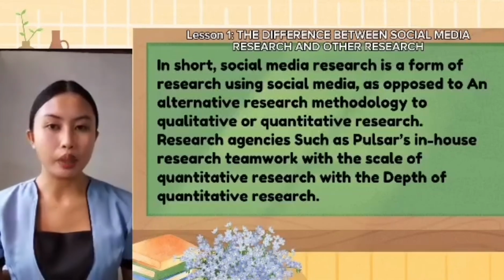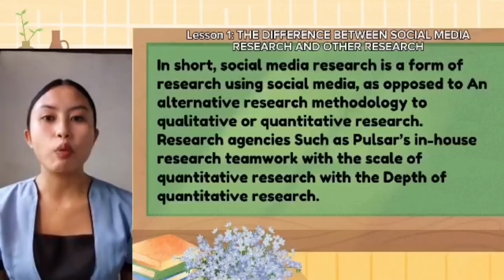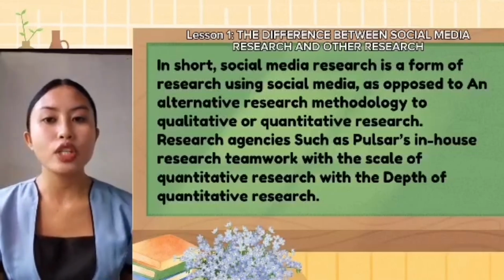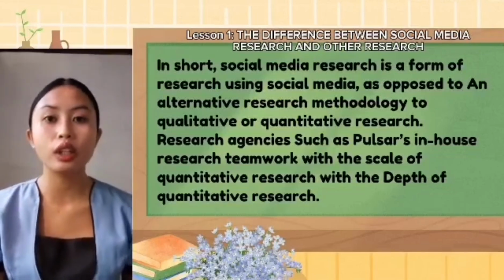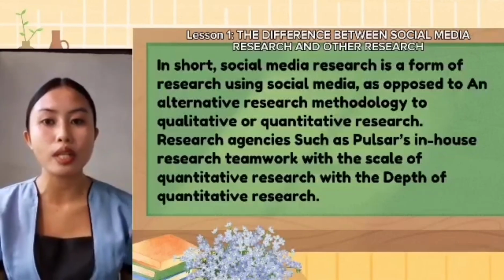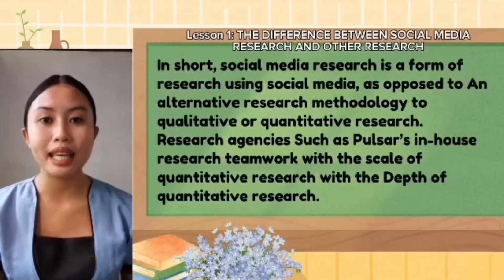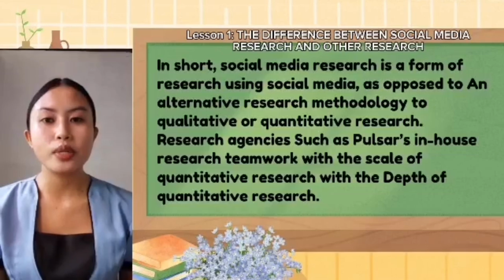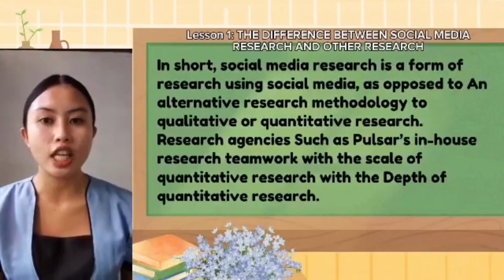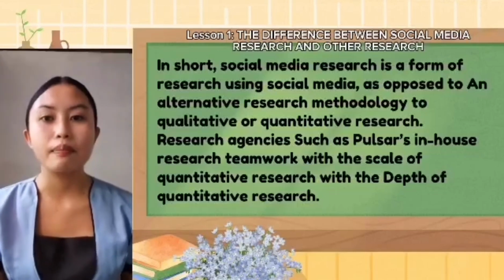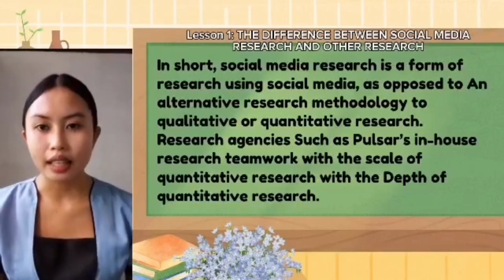So let's take an example. Let's say a university wants to know how students feel about online learning. Using social media research, a company like Pulsar might first collect thousands of tweets and posts about online classes. So that's quantitative because it's big data. Then they look closely at specific comments and conversations to understand students' feelings and reasons behind their opinions. So that's qualitative because it's deep insight.